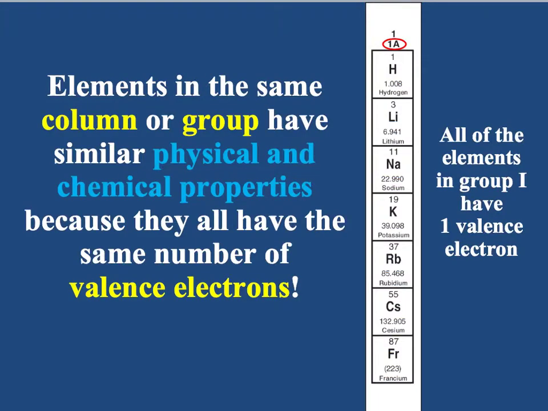We're still under valence electrons, and this time I want you to write that elements that have the same valence electrons have the same physical and chemical properties. So again, elements that have the same valence electrons have the same physical and chemical properties.